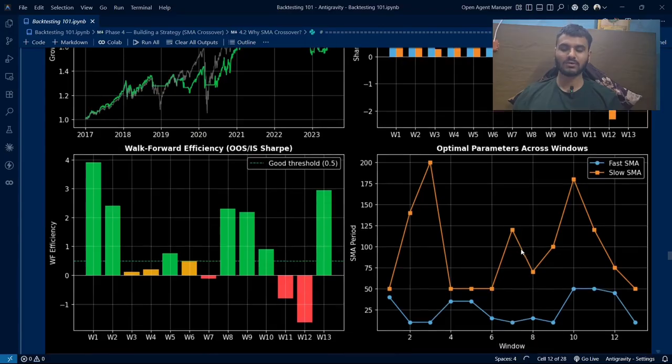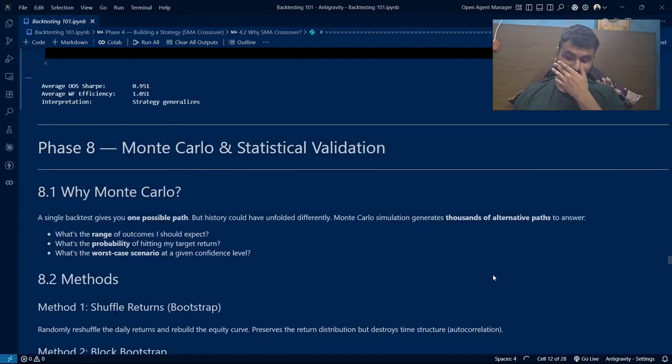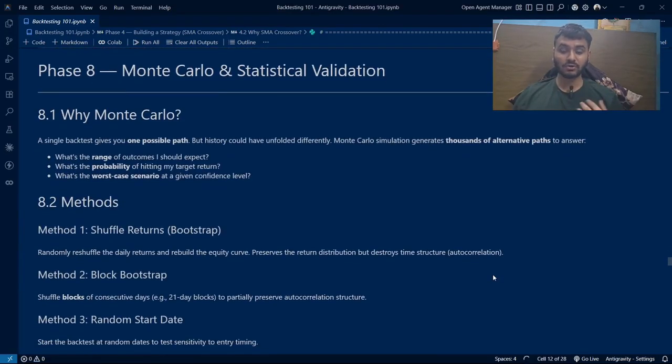Now, let's talk about Monte Carlo and statistical validation. Why do we actually use Monte Carlo?